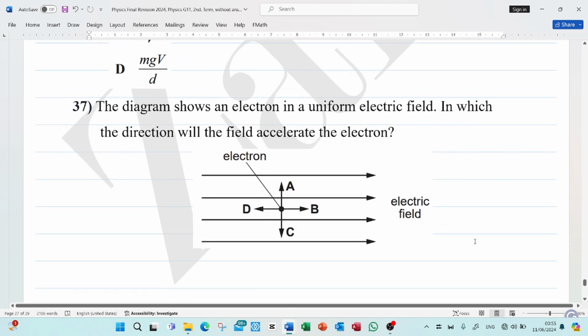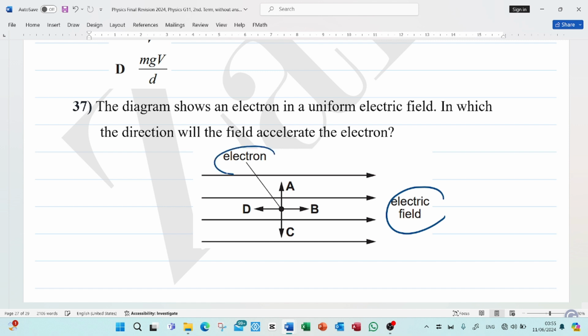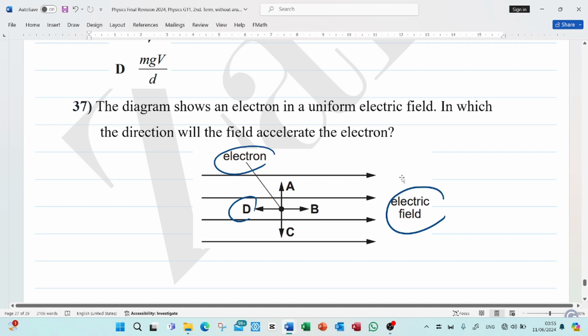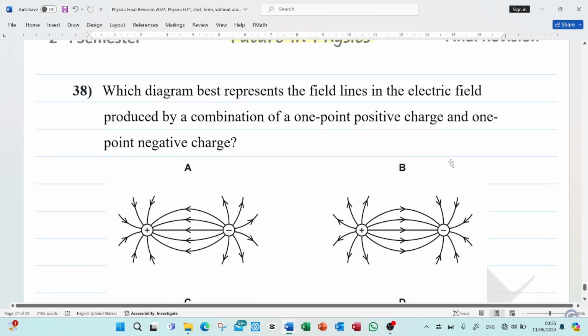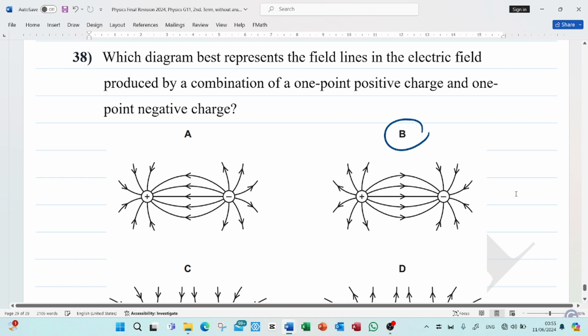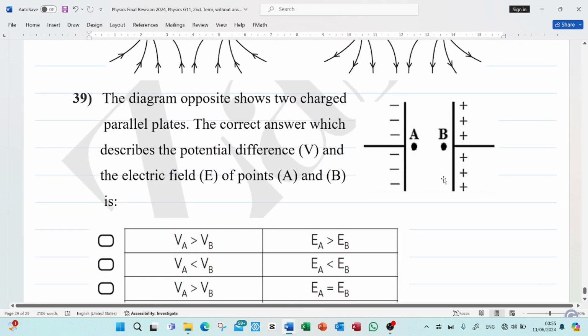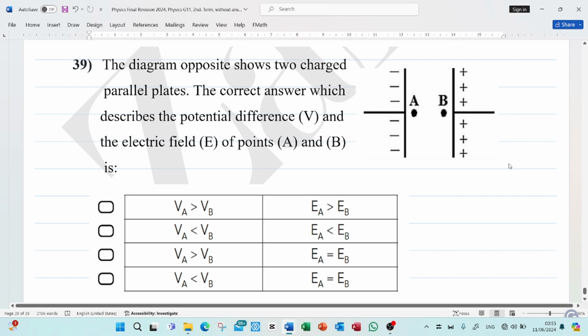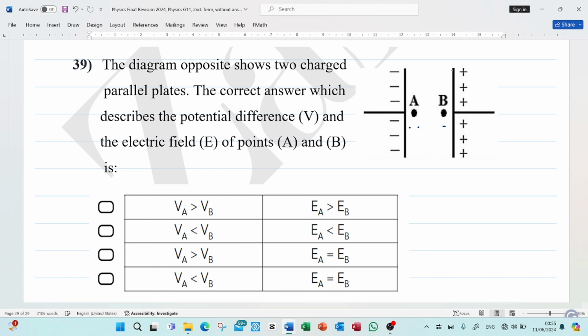Now, question number 37. This is the electric field. Because the electron is negative, the force is opposite to the electric field. So the answer is D. Now, next question. Which diagram best represents a field line? Of course, we know that the field lines come from positive to negative, so the correct answer is B. Last question, question number 39. Remember, the electric field strength is the same at all points inside the field, but the voltage near the positive is higher than the voltage near the negative. Then the correct answer is D.